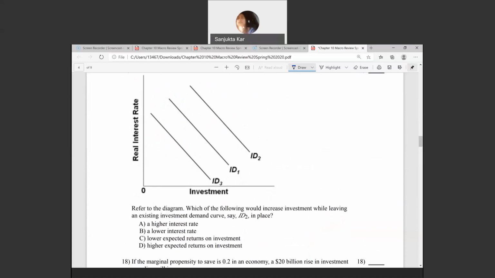Question number 17. Which of the following would increase investment while leaving an existing investment demand curve, say ID2, in place? All right.